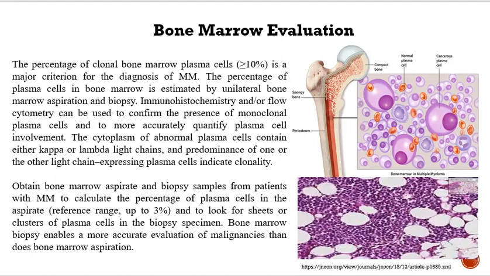The cytoplasm of the abnormal plasma cells contains either kappa or lambda light chains, and predominance of one of the light chain expressing plasma cells indicates clonality. Obtain bone marrow aspirate and biopsy samples from the patient to calculate the percentage of plasma cells in the aspirate and to look for sheets or clusters of plasma cells in the biopsy specimen. Bone marrow biopsy enables a more accurate evaluation of malignancy than does bone marrow aspiration.